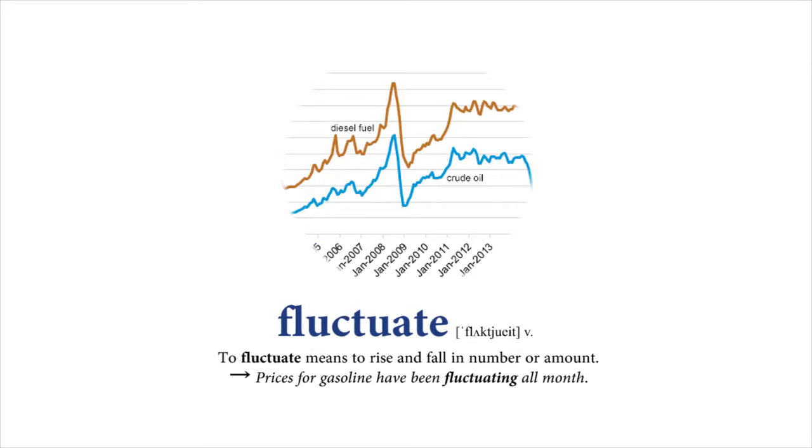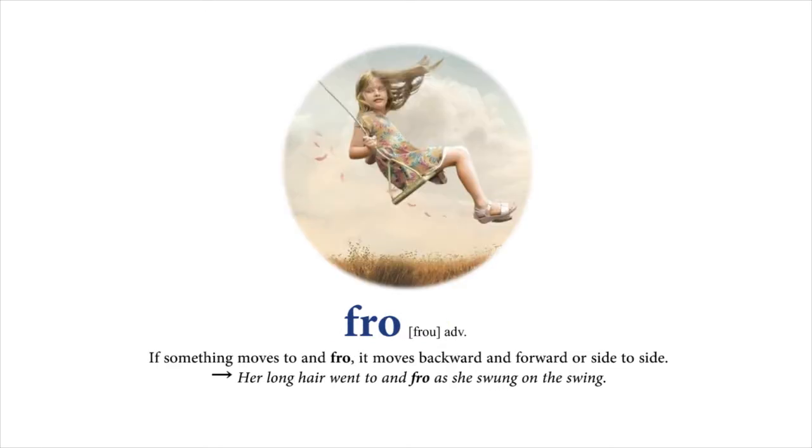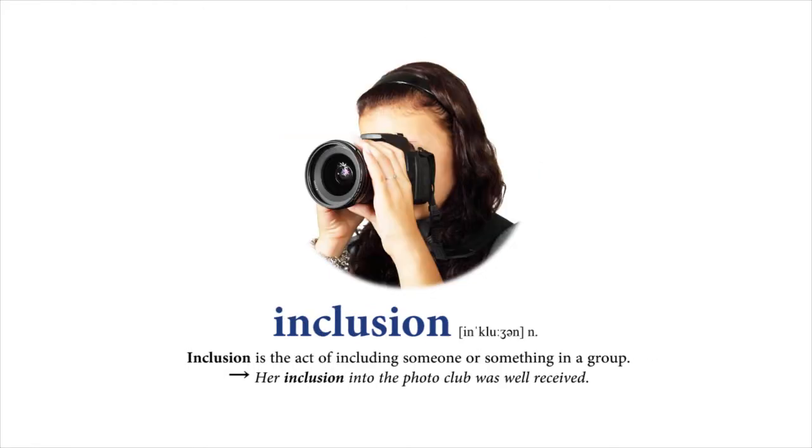Fluctuate. To fluctuate means to rise and fall in number or amount. Prices for gasoline have been fluctuating all month. Fro. If something moves to and fro, it moves backward and forward or side to side. Her long hair went to and fro as she swung on the swing. Inclusion. Inclusion is the act of including someone or something in a group. Her inclusion into the photo club was well received.